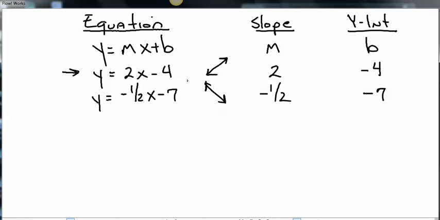Now let's work this backwards. If I give you the slope and the y-intercept, you tell me the equation. Somebody want to volunteer? Riley. Y equals 3x plus 4. Nice. Very nice. Which direction does this line go? Up and to the right. Good.